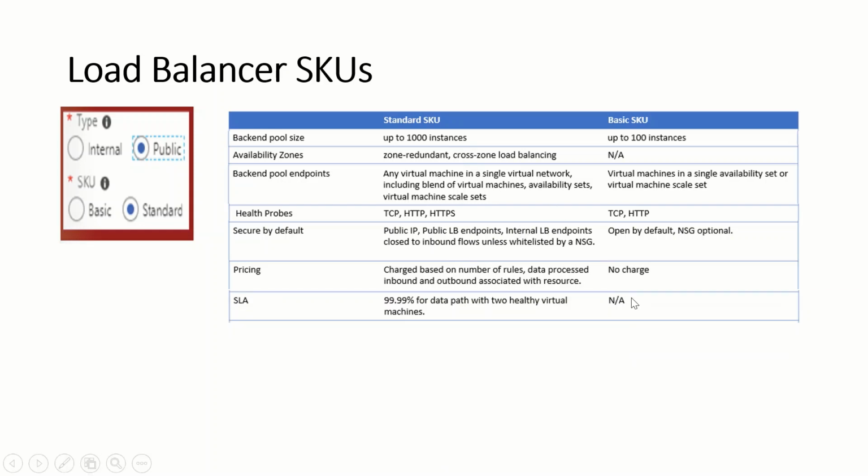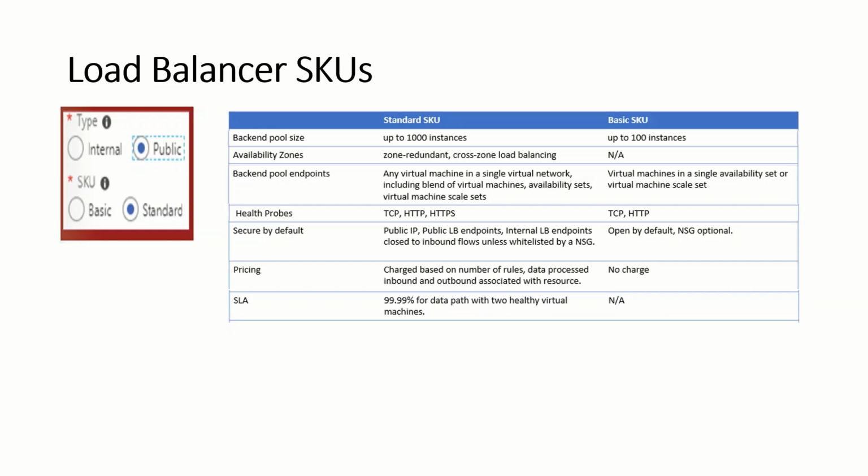SLAs: you will not get any SLAs with the basic SKU load balancers, while with the standard one you will be getting a 99.99% SLA for data path with at least 2 healthy virtual machines in the backend pool. So that's all about the load balancers available in the Azure platform.